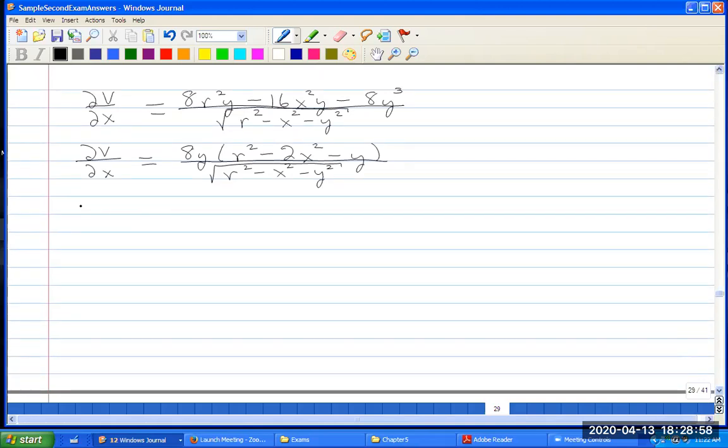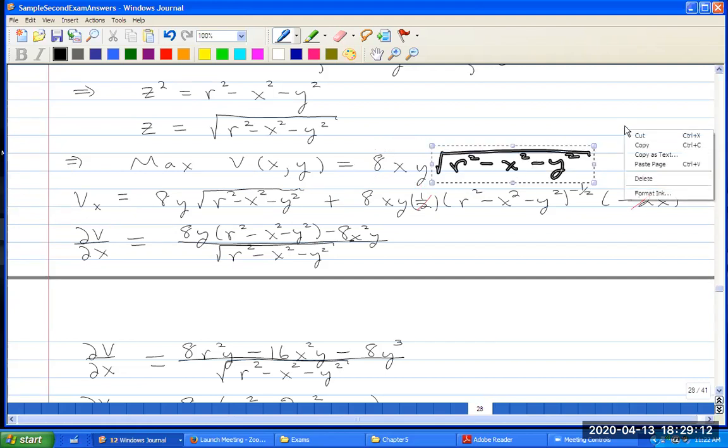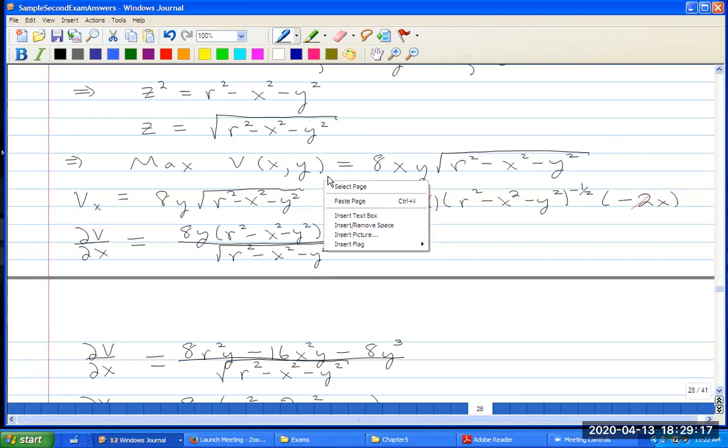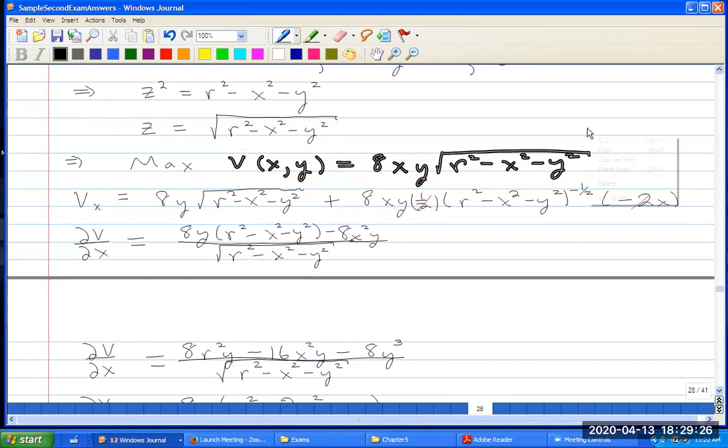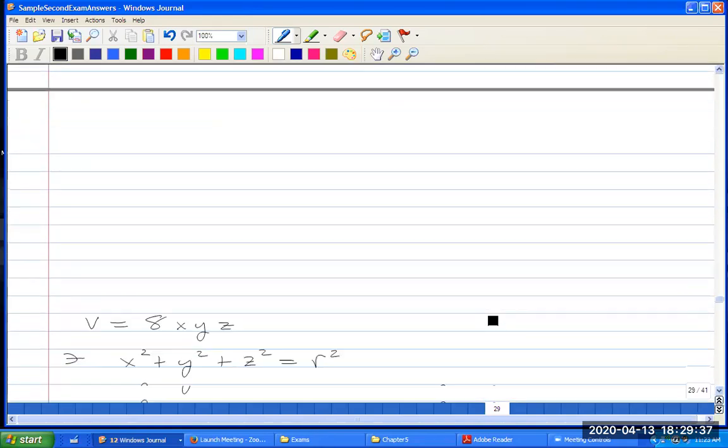Okay. Let's take the partial with respect to y. Let me just be sure I have it correctly. Let me copy this for one second, just to be sure that I'm taking the correct partial. Good.